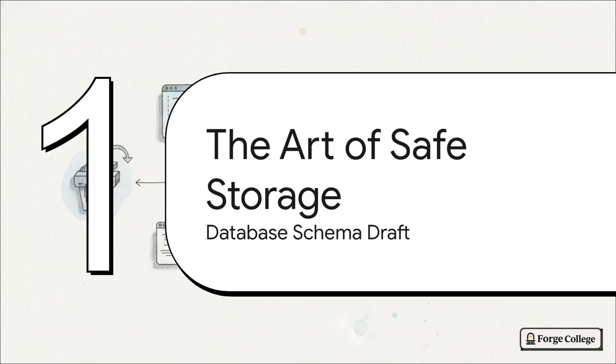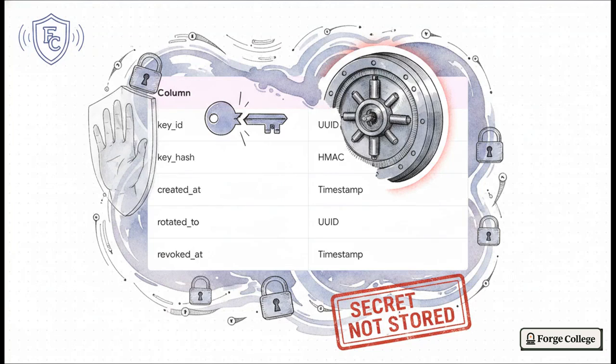Let's move to Section 3. The art of safe storage. Drafting the database schema. Okay, now that we've hashed our key, we need a place to safely stash the metadata for our script to reference later on. Thinking about the schema for our API keys table, what do you think is noticeably absent? The secret itself, no secret in there.